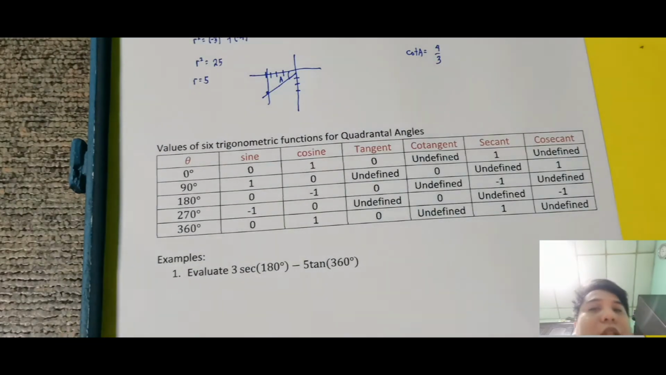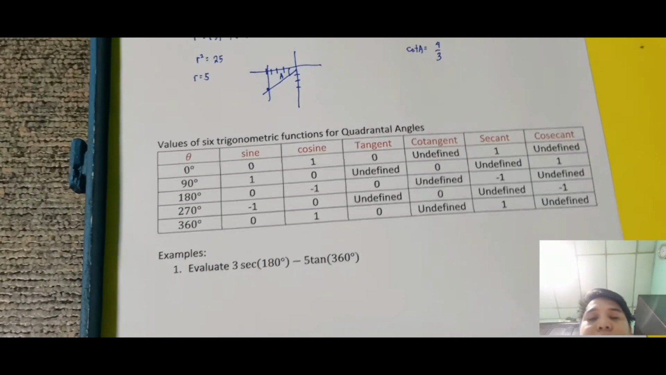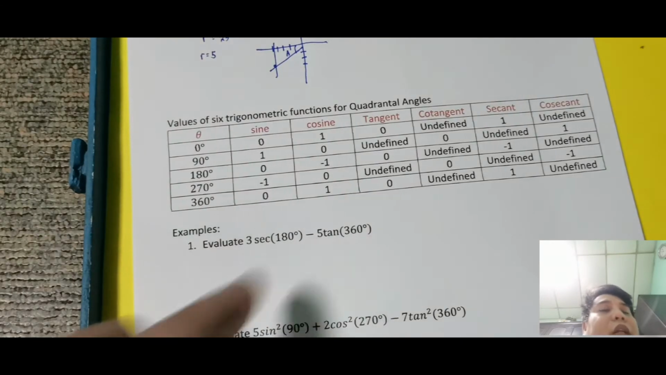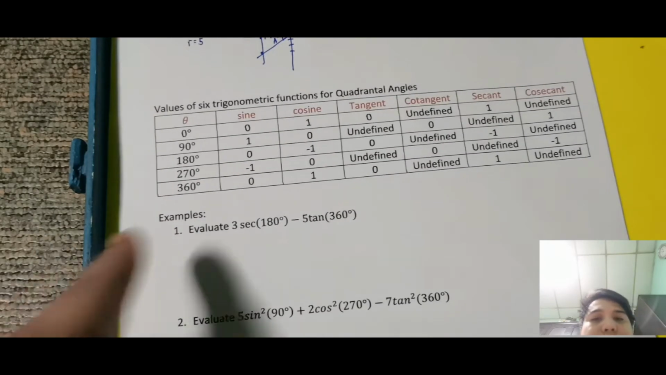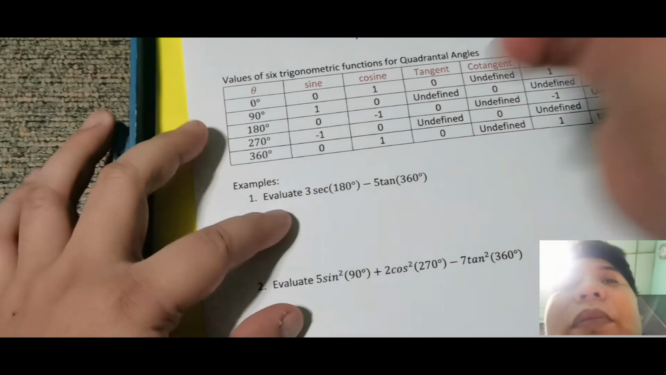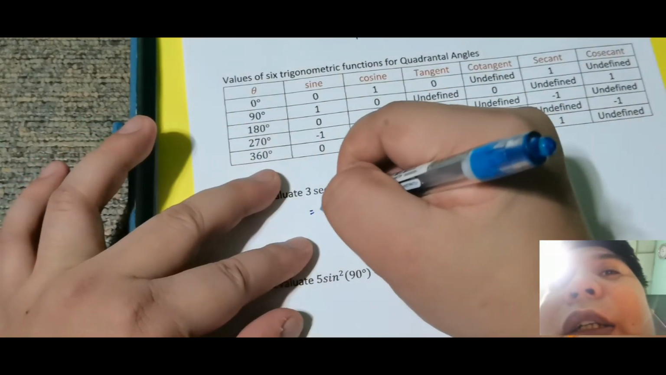Okay, so next is, try natin. Andiyan na yung value ha, kasi parang babasahin ko lang naman. Okay, so let's have an example. Evaluate 3 secant 180 degrees minus 5 tangent 360 degrees. So ang gagawin mo lang, hahanapin mo lang siya. Ano yung secant 180 degrees, ano yung tangent 360 degrees. So this is equal only sa 3.